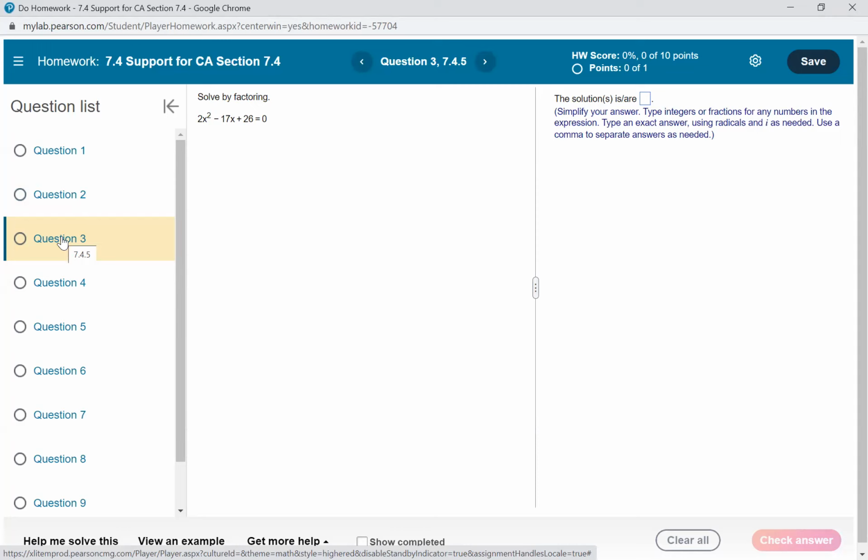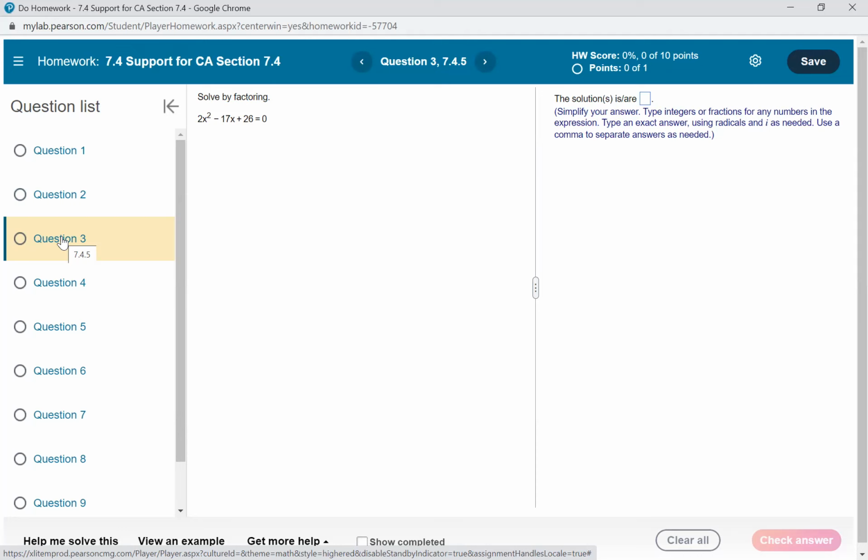When you got a number in front, we cannot use the factors of the last number. If you got a number in front other than a 1, your first step is to multiply 2 times 26. And 2 times 26 gives me 52. So now, remember this, if you got a number in front, we got to multiply by the last number to get 52. Now, what we want are factors of 52.